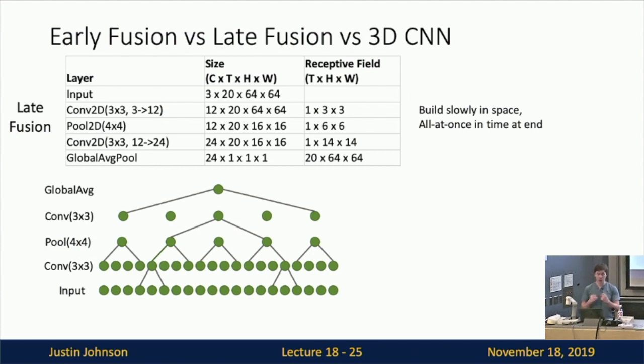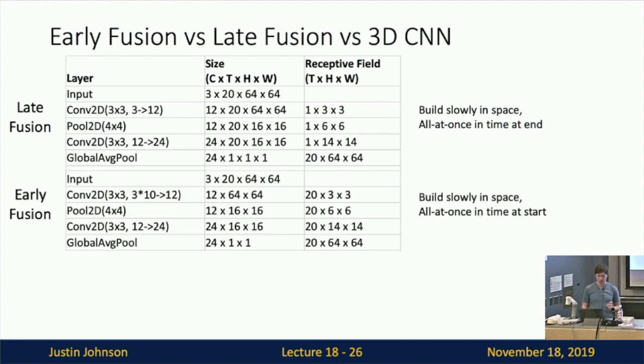And then finally we have a global average pooling layer where we flatten everything and predict our number of output categories. At this global average pooling layer, what we're doing is all at once building up a giant receptive field over the entire temporal extent of the input video, as well as increasing our spatial receptive field over the entire spatial size of the video. So this late fusion approach is building up receptive fields slowly in space, but building it up all at once in time at the very end of the network.